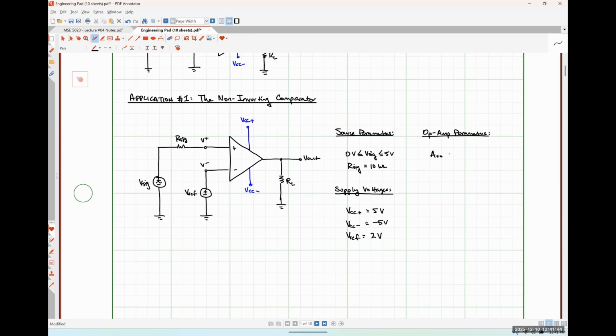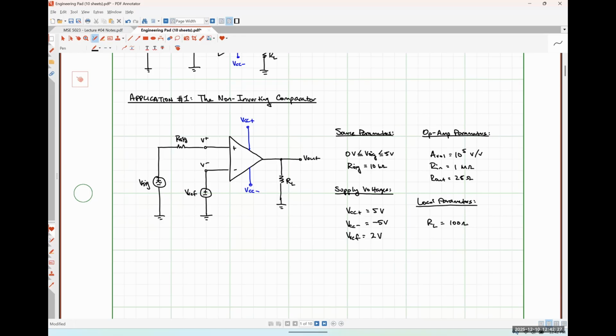We're going to have an open loop voltage gain of 10 to the 5 volts per volt, an input resistance of 1 mega ohm, and an output resistance of 25 ohms. So we're using the same op-amp as we used in our last class meeting. And lastly, we're going to have the following load parameters. Let's just say that we're trying to drive a bulb that has a resistance of about 100 ohms.